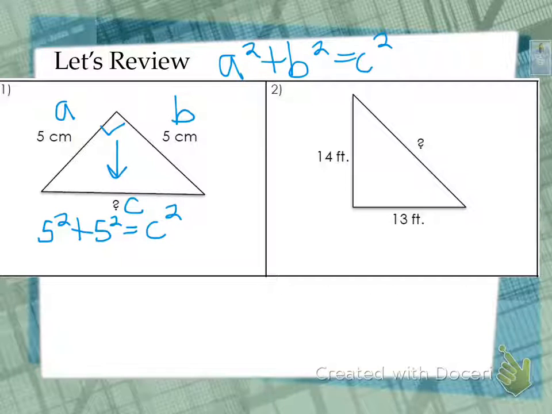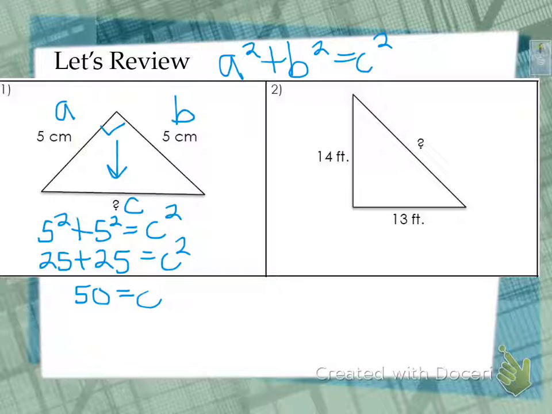5 squared is 25, so I have 25 plus 25 equals c squared. 25 plus 25 is 50. And to get rid of or eliminate the squared on the c, I need to find the square root to find my answer. So the square root of 50 in the calculator says 7.07106 and so on. We are going to practice rounding to the nearest hundredth. So my answer will be 7.07 centimeters.